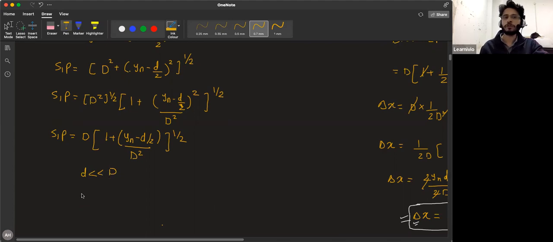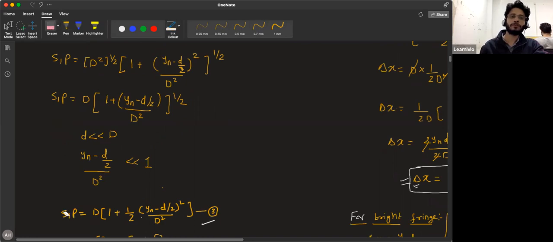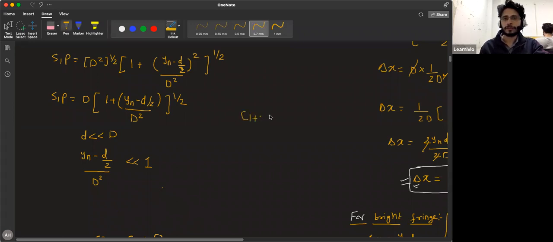So under this approximation, this term (Yn minus d by 2) divided by D square is small, very, very less than 1. If it is less than 1, then you can use the binomial theorem, the binomial expansion. This binomial expansion, 1 plus x to the power n is equal to 1 plus nx, can be used only if x is very, very less than 1.